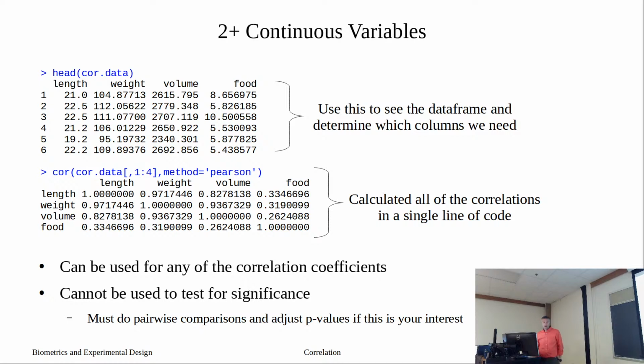All right. So this works for generating the correlations, but it doesn't work for doing the statistical tests, for doing cor.test. For cor.test, you actually have to tell it which two variables you want to test for correlations.